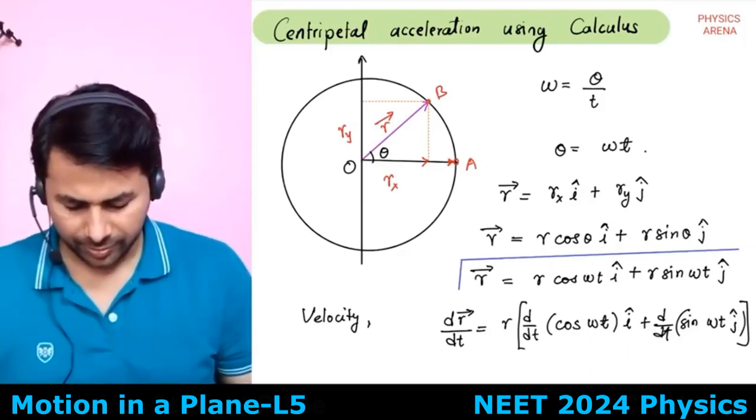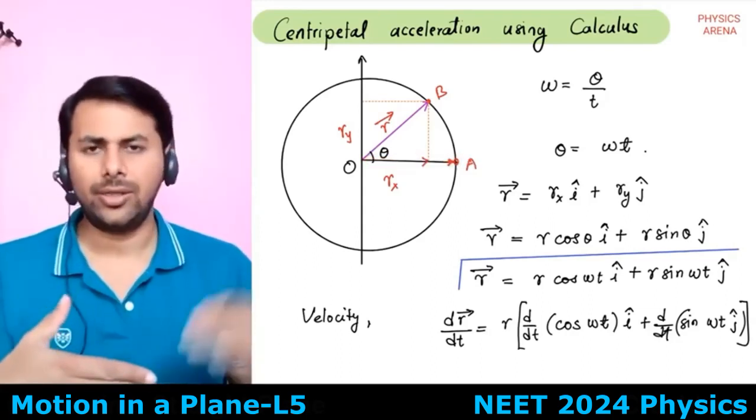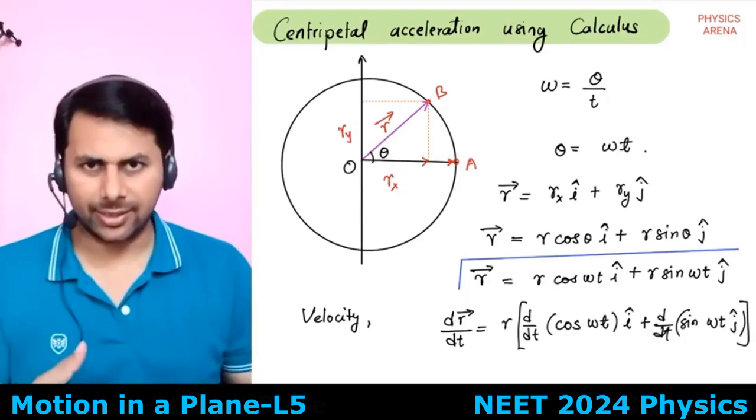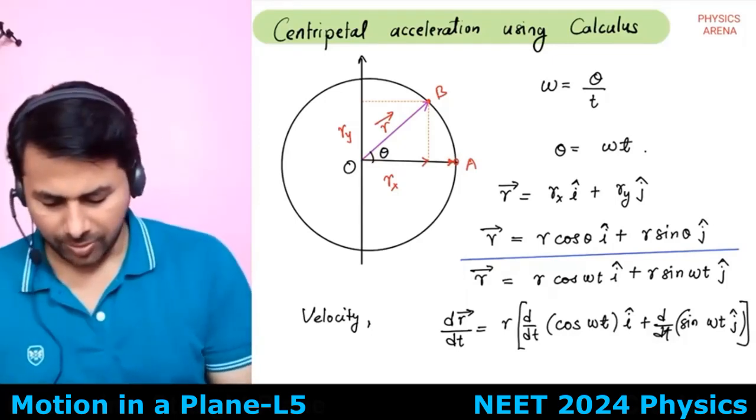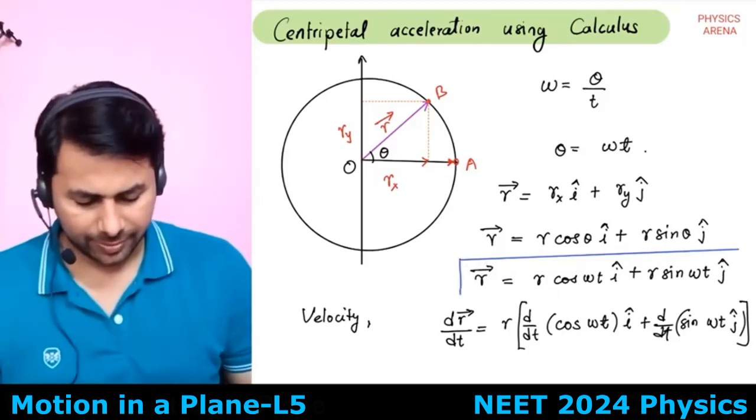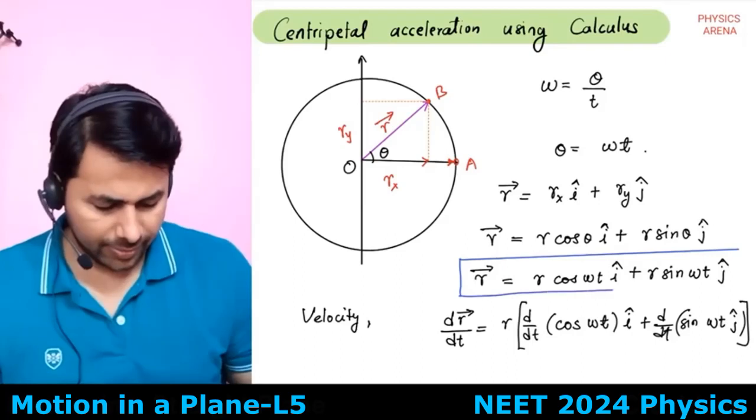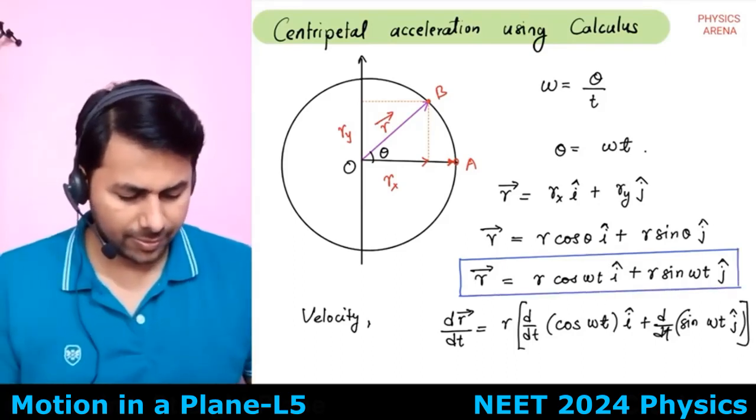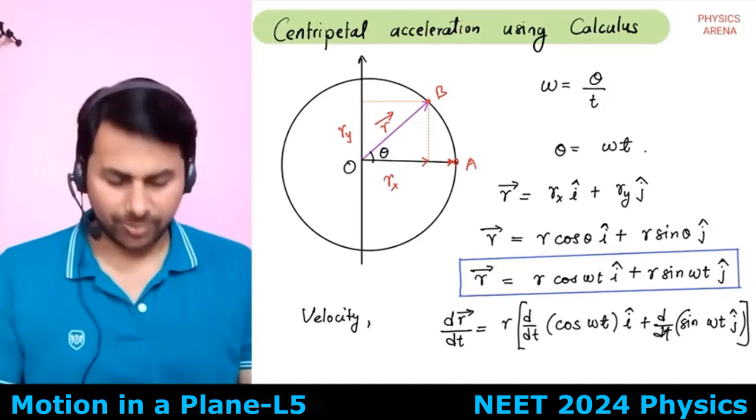So this will be the position vector of the particle performing circular motion at any time t. If it starts from this position, you can say on the positive side of the x axis, then this will be the formula for its position vector. So this formula is clear. Okay, we have to remember this formula also.